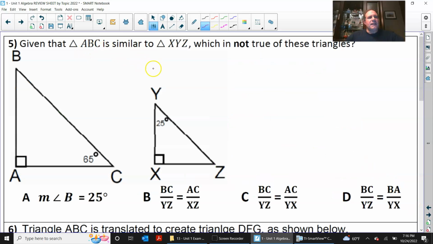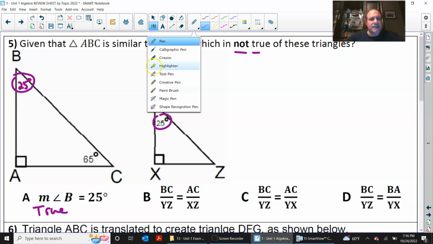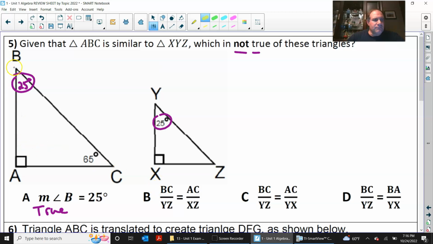All right, given that ABC is similar to XYZ, which is not true of these triangles. We've had this question. Angle B is 25 degrees. So if we have 25 degrees here, if they are similar, all the corresponding angles that are in the same location are equal to each other. So this is true. For this one right here, we have BC over YZ. Those are corresponding sides. They're allowed to do that.